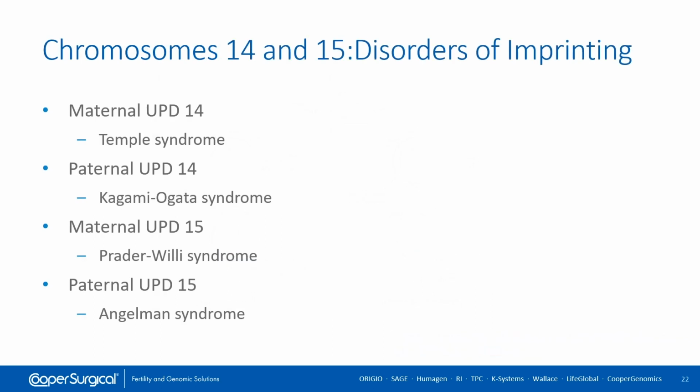Disorders of imprinting have been reported for both maternal and paternal UPD of chromosomes 14 and 15. I've listed the associated syndromes here. Of note, paternal UPD of chromosome 14 has a more significant phenotype than maternal UPD 14, but all are expected to be serious in nature.